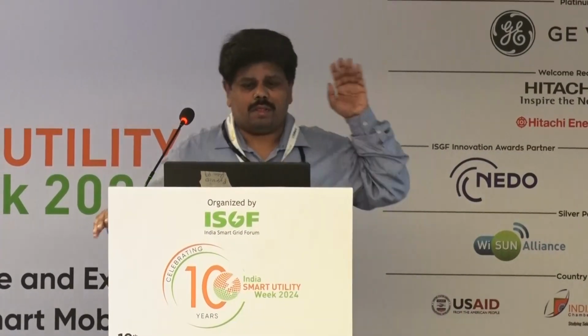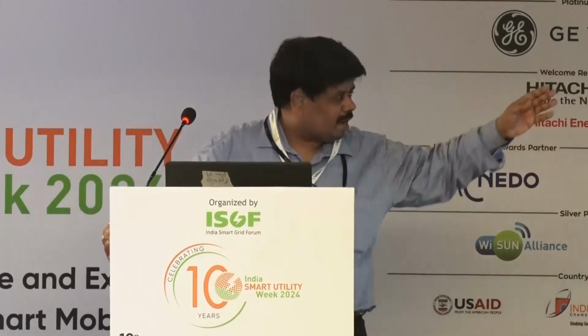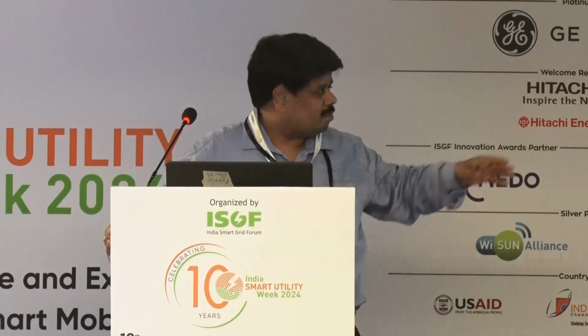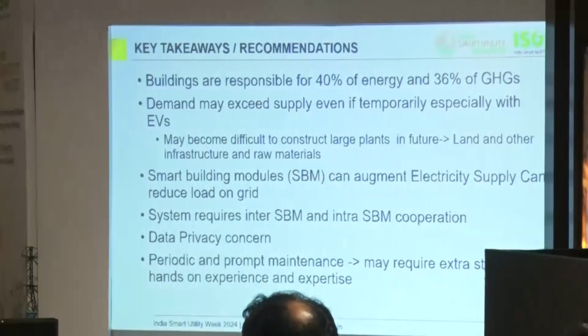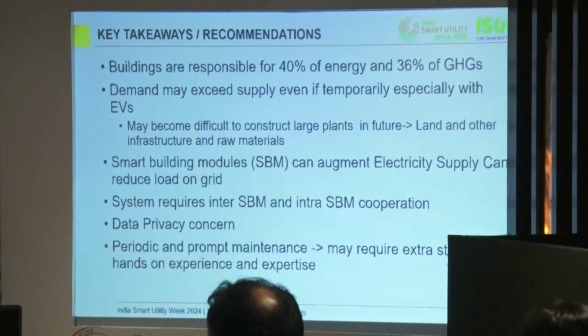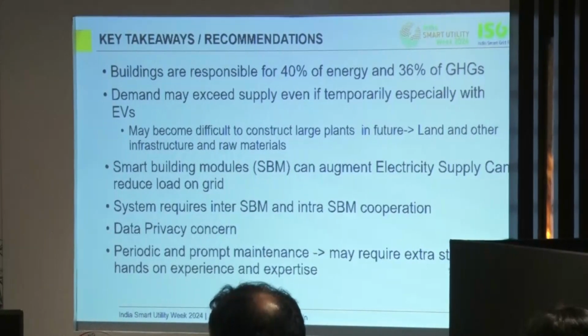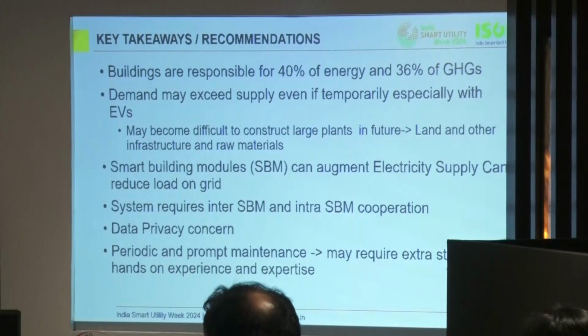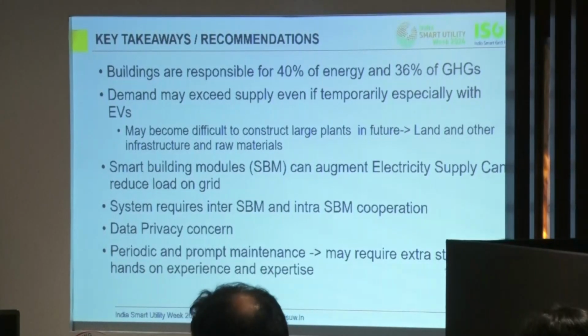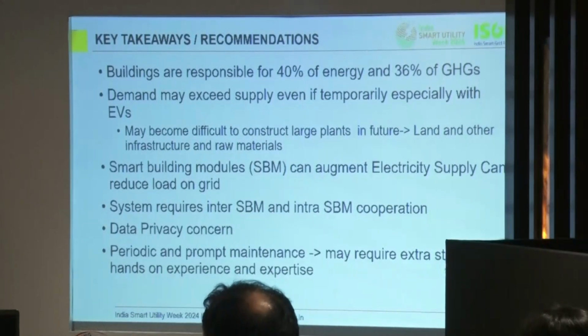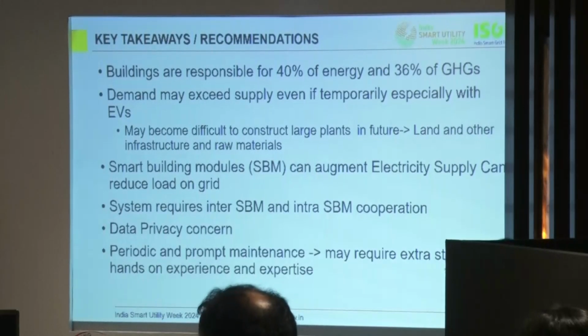Now, just going to the key takeaways for a short time. The grid, with the smart building and grid, as we also said, we have a 40% and 36% effect. The demand may exceed supply. How long can you build power plants? Not possible. Smart building can augment.